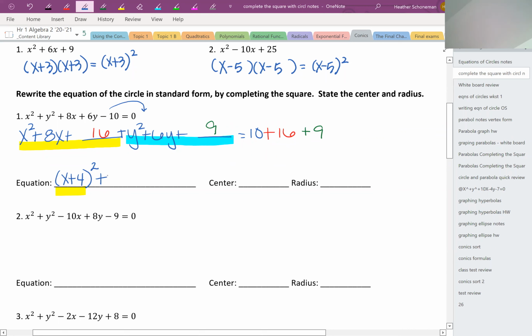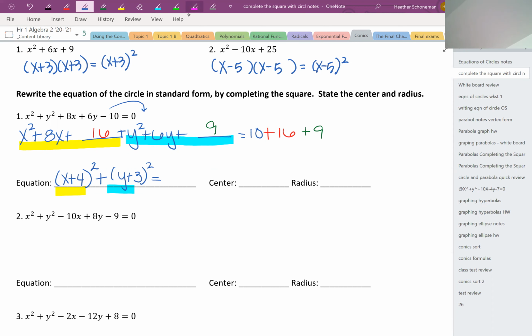This plus is really important because we're going to learn some other shapes that don't have a plus in between the parentheses. They have a minus. It's going to change the shape entirely. So it's really important we get that plus there. Okay, let's factor that part in blue. The two numbers that multiply to 9 and add to 6 are 3 and 3, or you can see half of 6 is 3, square root of 9 is 3. So we know that's going to be our answer.